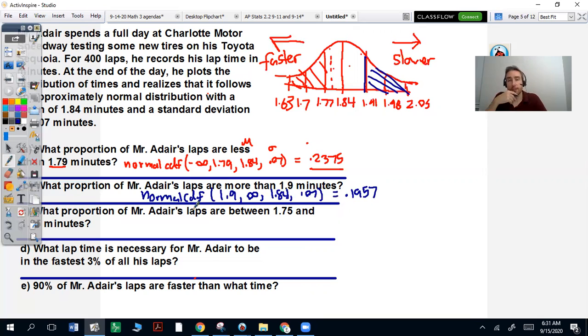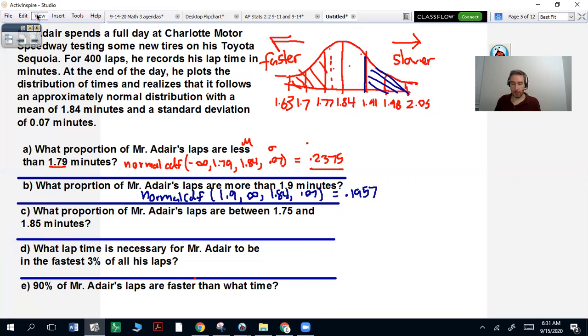Sometimes you have percents that are between numbers. That's actually a little less work because you don't have to write the infinity sign. You just put what's between them. So for number 3, what proportion of Mr. Adair's laps are between two numbers?